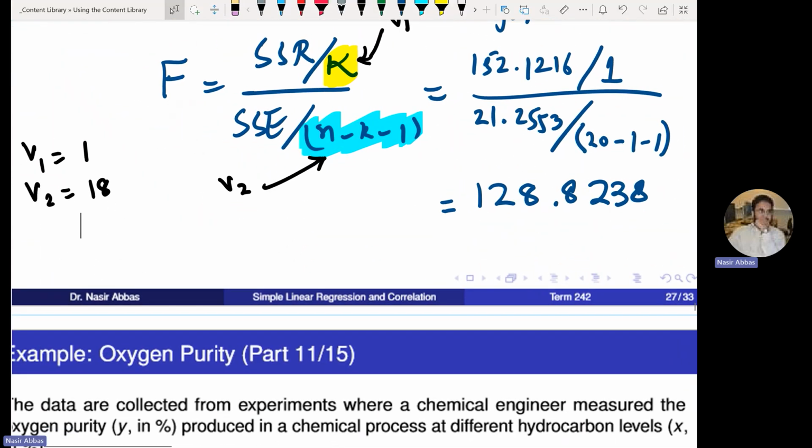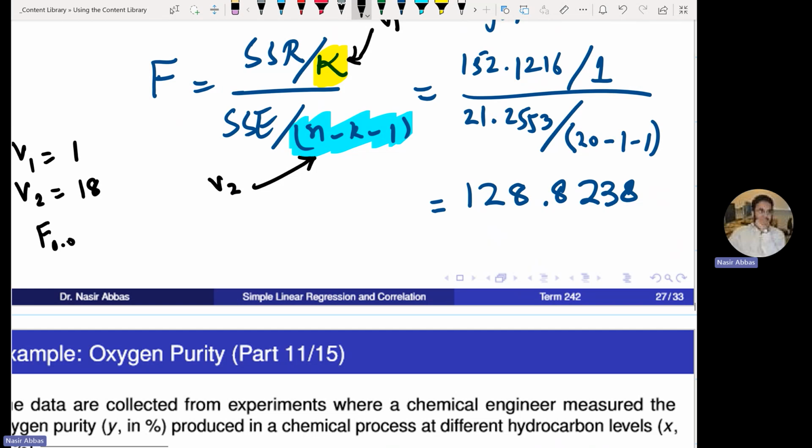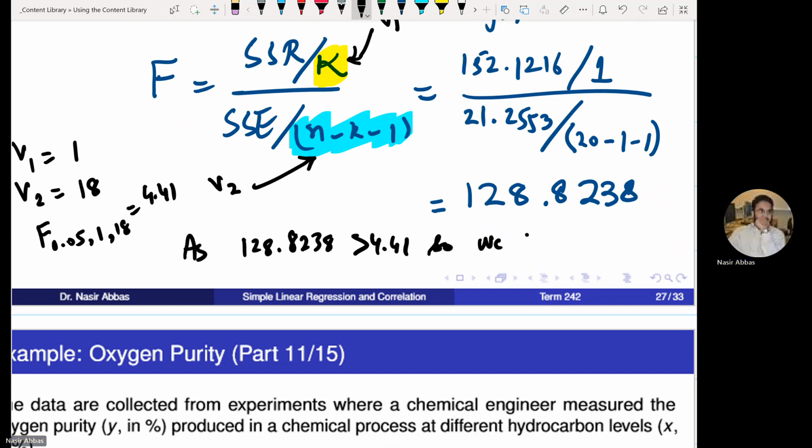So here you will say that F 0.05, 1, 18 is 4.41. You will say that 128.8238 is more than 4.41, so we reject H naught. And rejecting H naught is good.